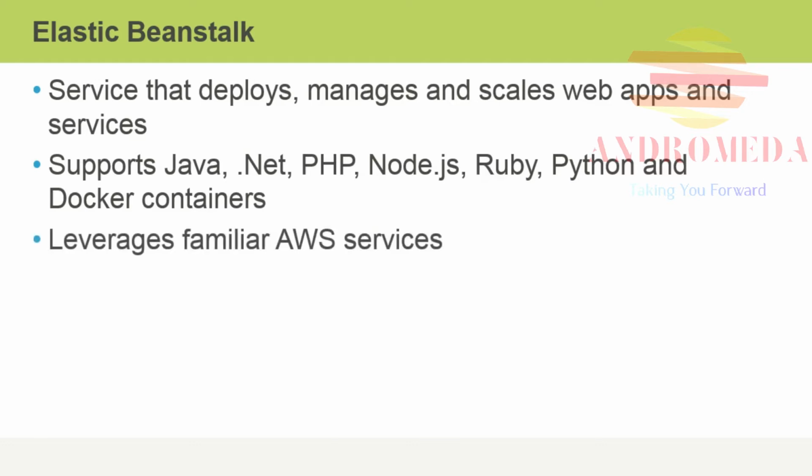Elastic Beanstalk leverages familiar AWS services such as Amazon EC2, S3, Simple Notification Service, Elastic Load Balancing, and Auto Scaling. There is no additional charge other than provisioned AWS resources.